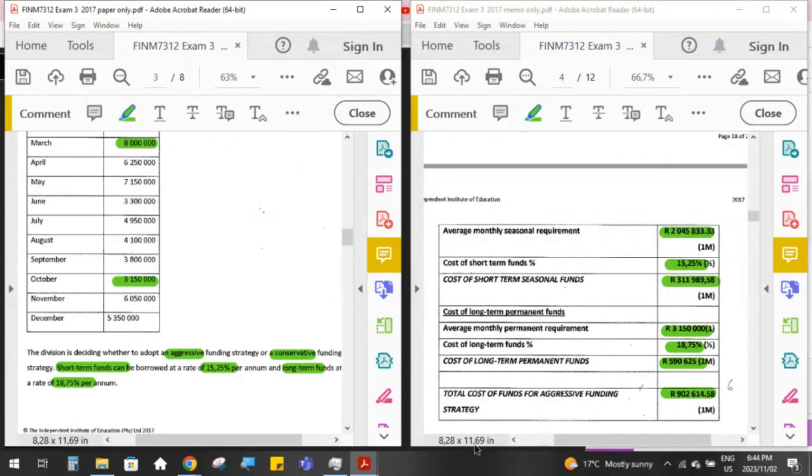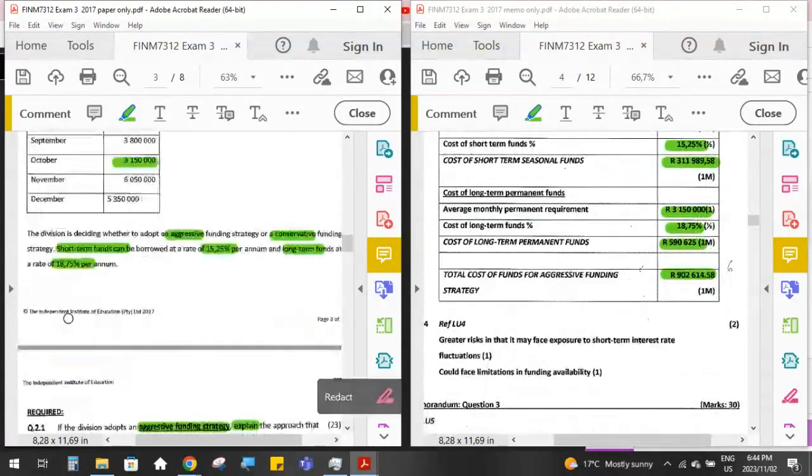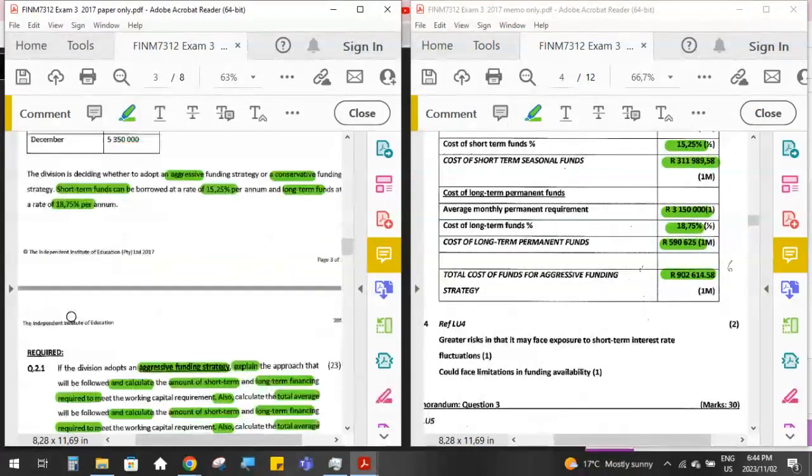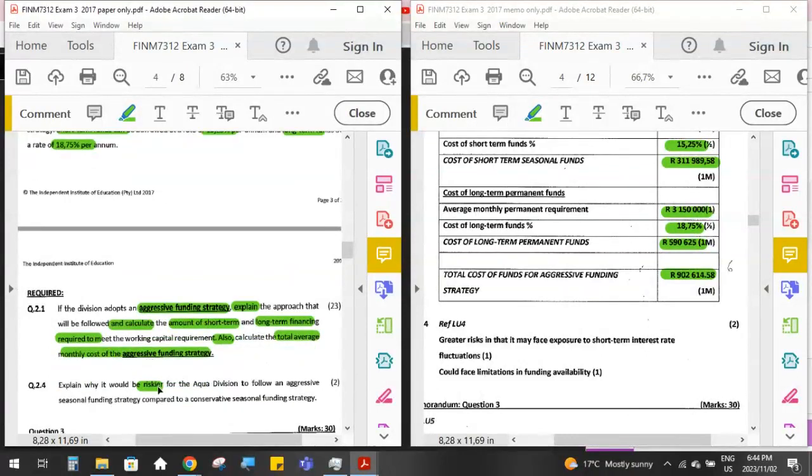And if you compared that cost to this aggressive funding strategy, you'd see that the conservative would be a lot more expensive. But they're saying, so conservative is much more expensive, but why would it be riskier to follow an aggressive funding strategy? The greater risk is that it may face exposure to short-term interest rate fluctuations.